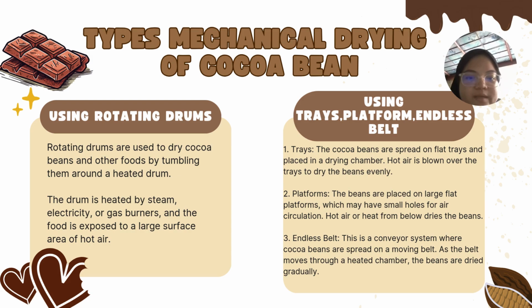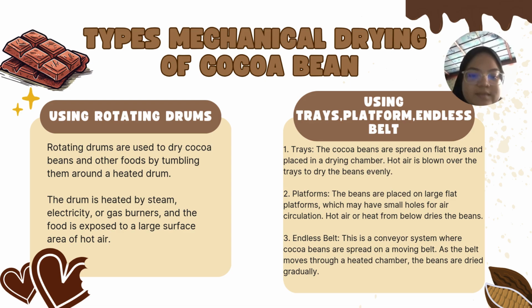The second one is by using tray, platform, or endless belt. By tray, the cocoa beans are spread on the flat tray and placed in a drying chamber. The hot air is blown over the tray to dry the bean eventually. For platform, the beans are placed on a large flat platform which may have small holes for air circulation, and the hot air or heat from below will dry the bean.